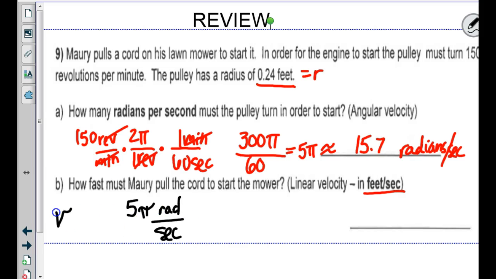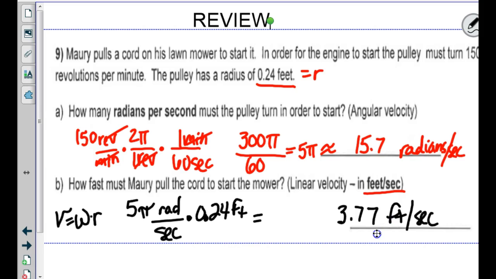And to get the linear velocity, we need the angular velocity times the radius. So the radius was 0.24 feet. So that's feet per second. That's it, right? So if we multiply all that and get a decimal, 5 pi times 0.24, feet per second. Is that close enough? Somebody agree with that? Okay.